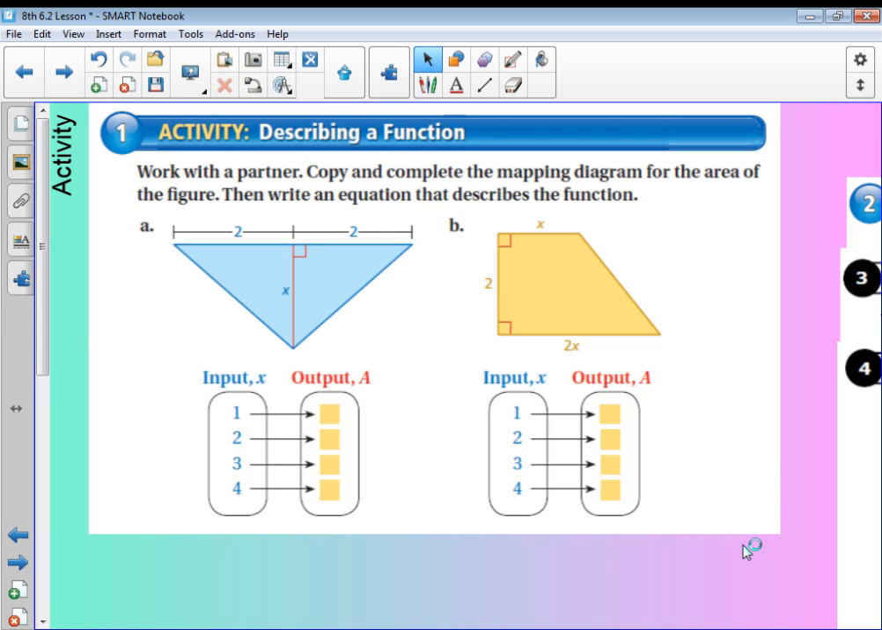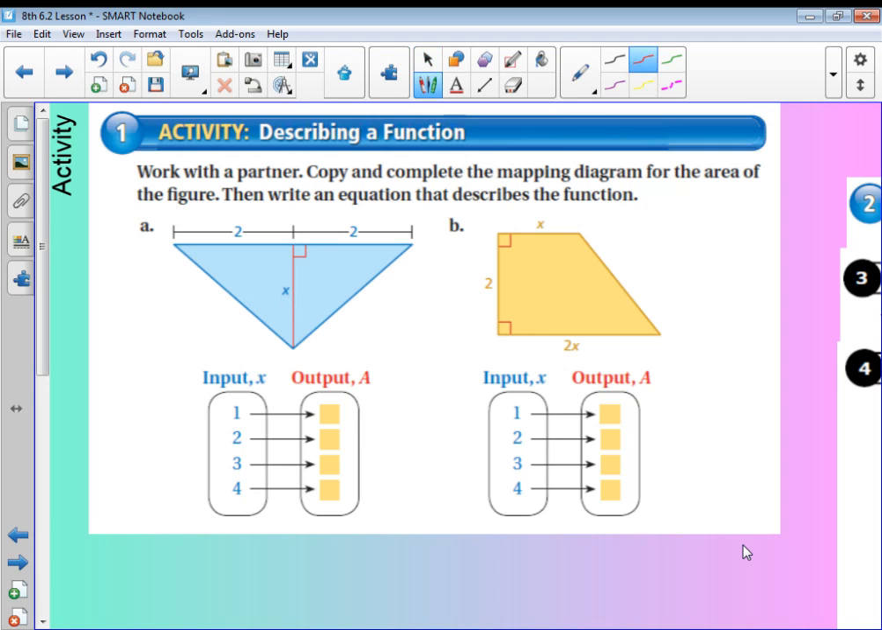Okay, we're now going to work on our activity for section 2. In this activity, they're having us find the area of some figures, and they're having us work with a function. So we're going to understand from this activity what a function is.